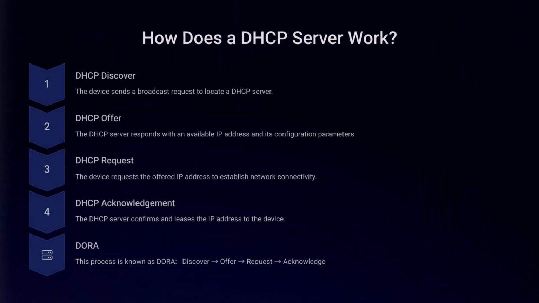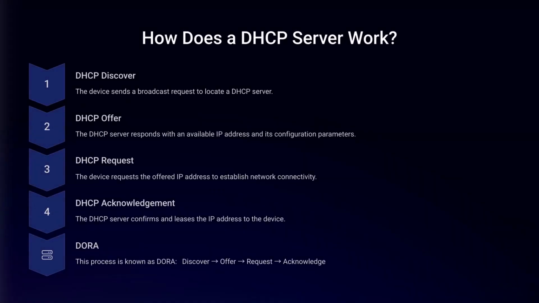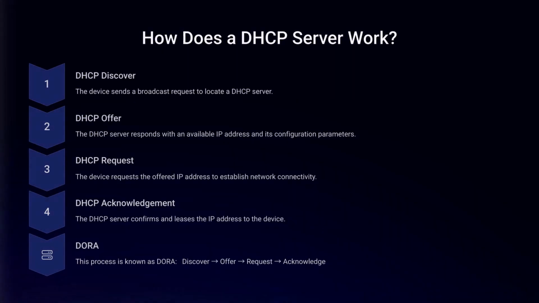So, how does the DHCP server work? When a device like a PC or a printer connects to the network, the first step, the device sends a broadcast request to locate a DHCP server. The second step, the DHCP server responds with an available IP address and configuration. The third step, the device requests to use the offered IP address. The fourth step, the DHCP server confirms and leases the IP address to the device.